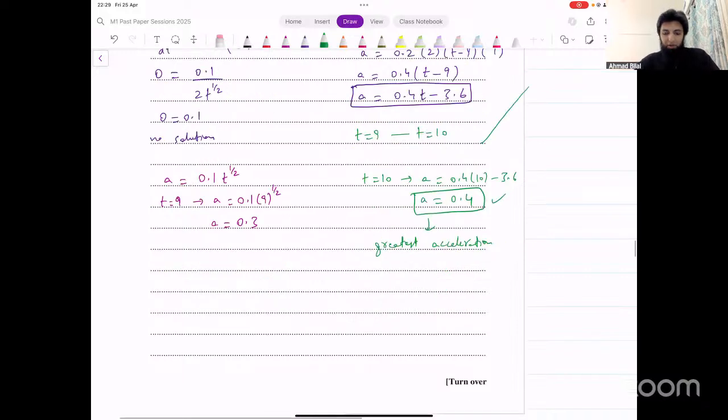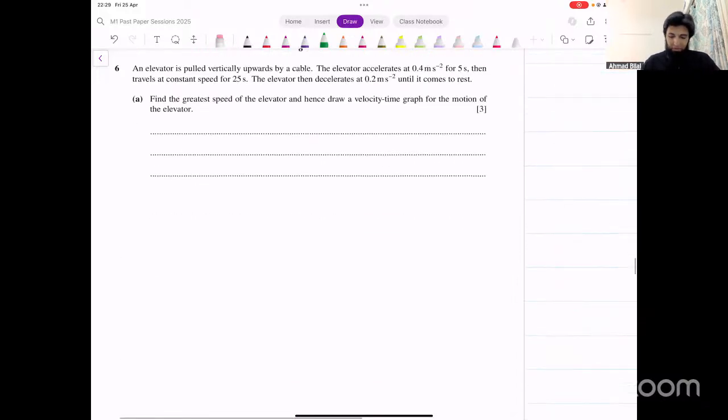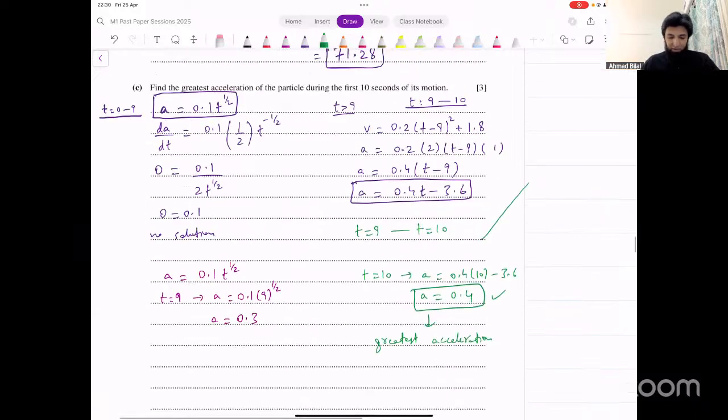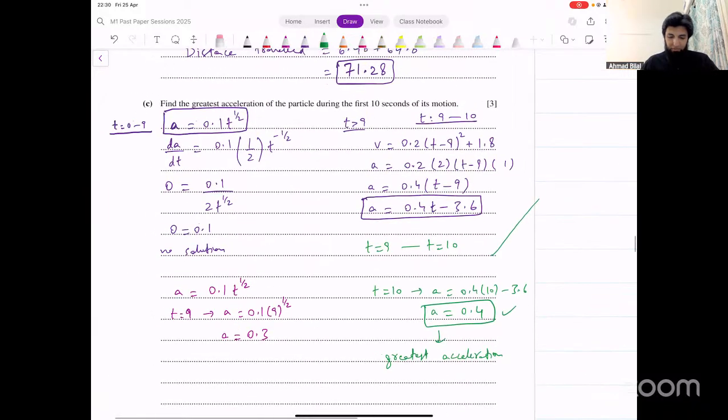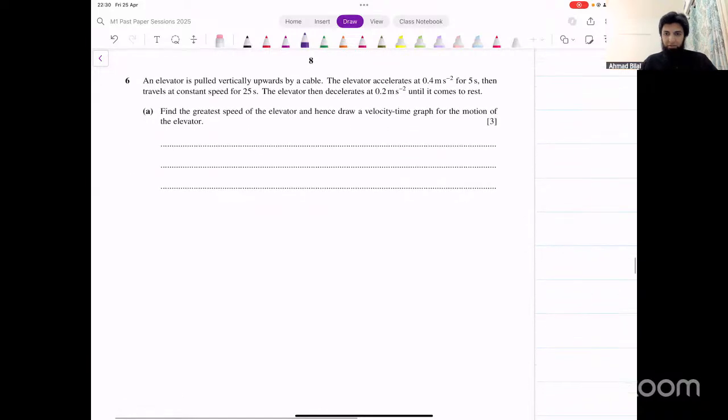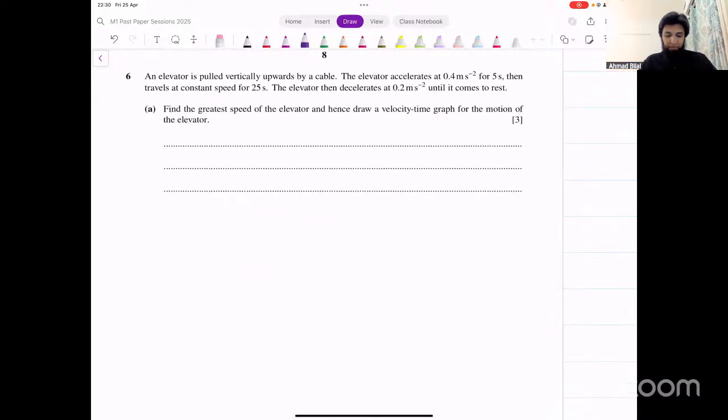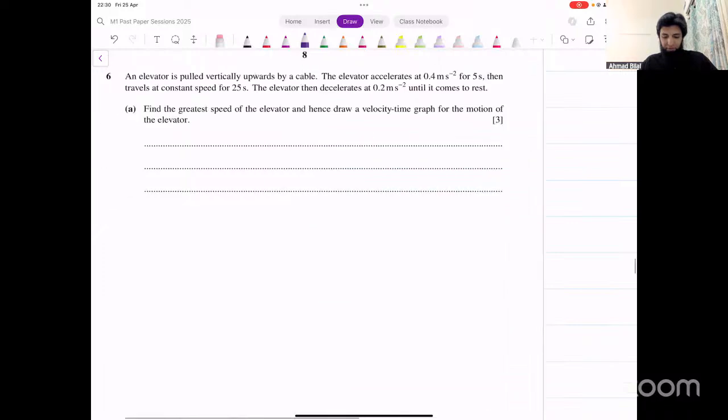Okay, good. Let's move on. That was quite different. I haven't seen any other question like this before in any past papers. Okay, question number 6. An elevator is pulled vertically upwards by a cable.